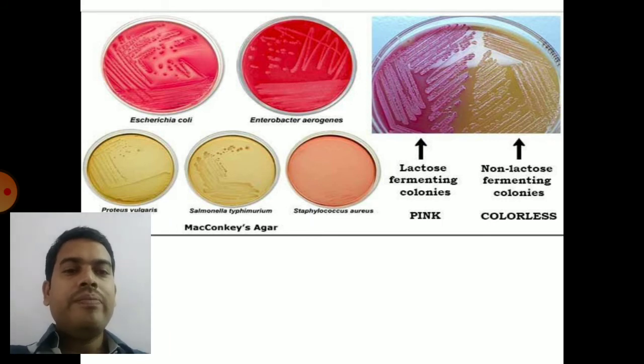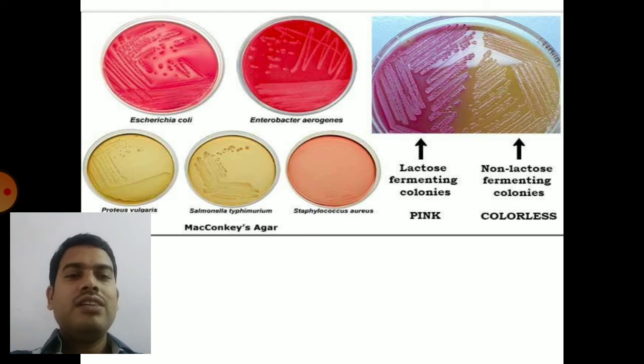On MacConkey agar medium, there are lactose fermenting colonies and non-lactose fermenting colonies. So you can see Escherichia coli and also Enterobacter aerogenes, Proteus, Salmonella, Staphylococcus aureus. Like this, you can grow the bacterial species, and this is how they behave on the medium used for their growth. So that is MacConkey agar medium, which is used for lactose fermenting and non-lactose fermenting bacterial species.